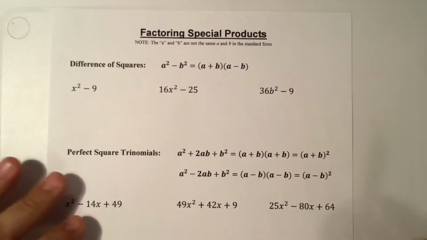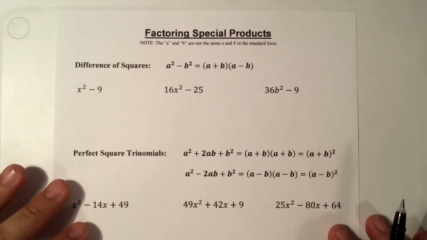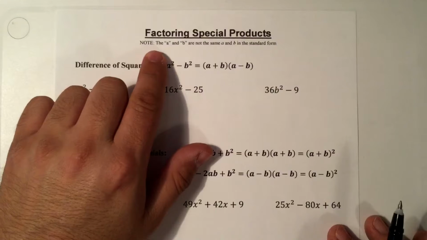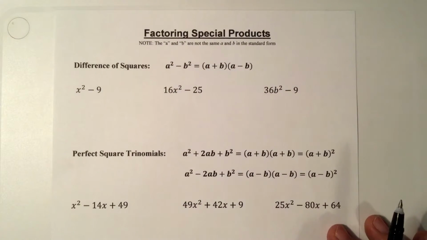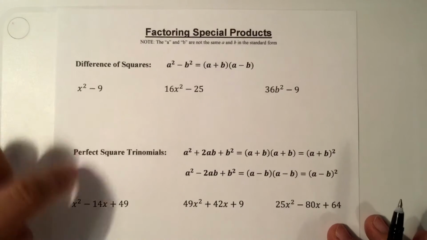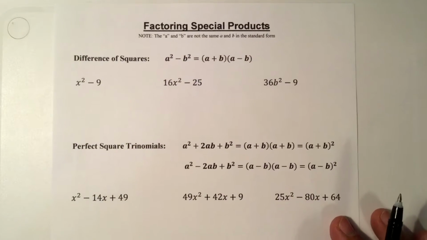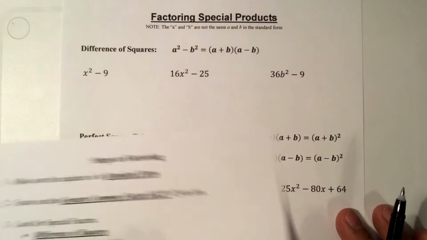All right, so now we have factoring the special products here. So really quickly, note A and B are not the same A and B in the standard form equation, okay? So we have the difference of squares and the perfect square trinomials. So let's take a look here.